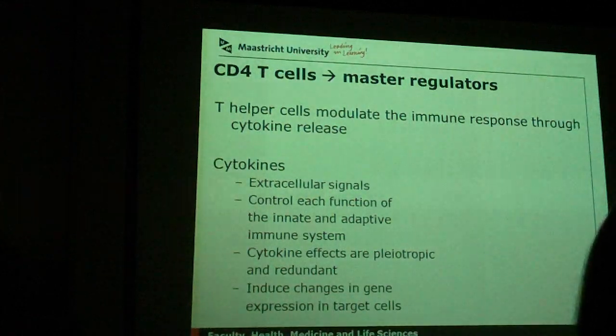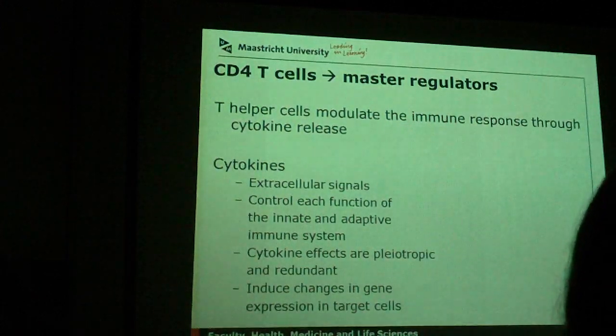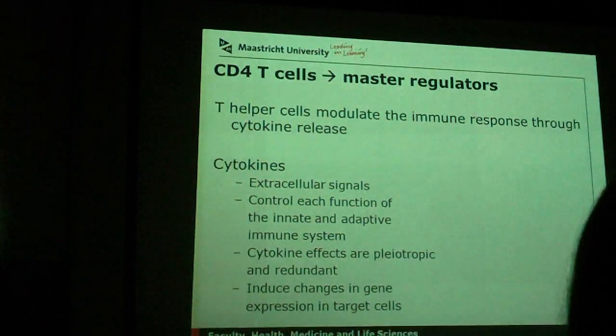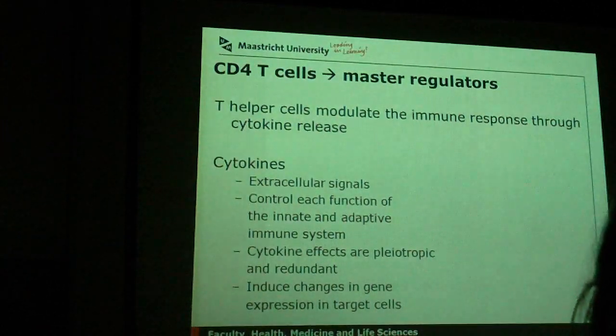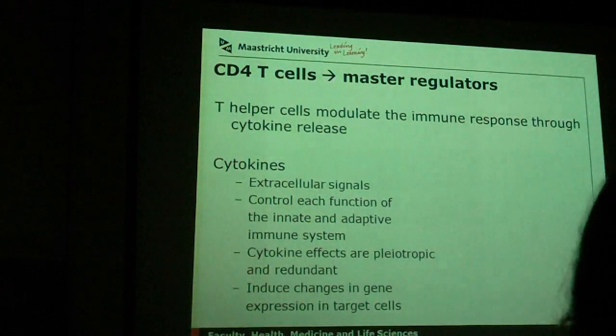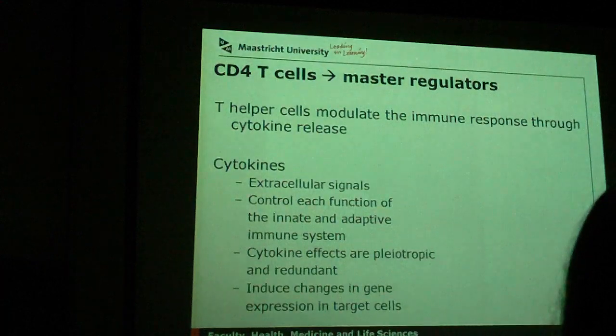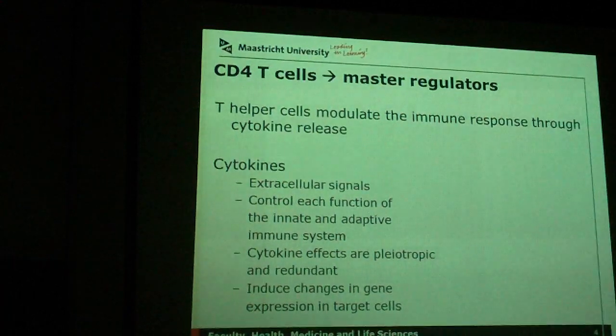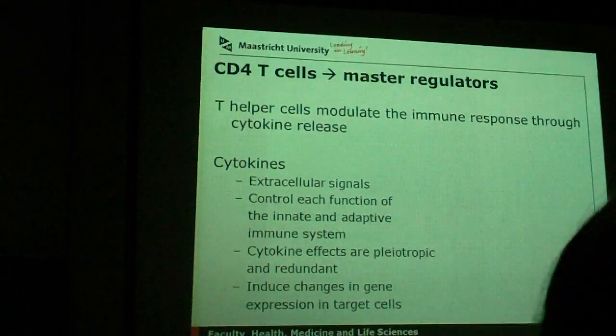Different immune cells produce different cytokines, and different cells can receive these signals by expressing the specific receptor for these cytokines. When a cytokine binds to its specific receptor on another target cell, this will induce changes in the gene expression in the target cell, and this will adapt the response of this cell to what is needed.